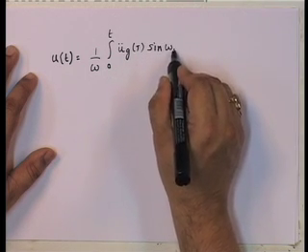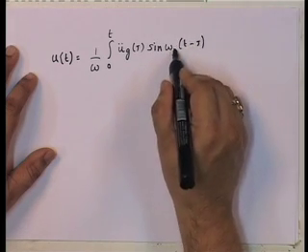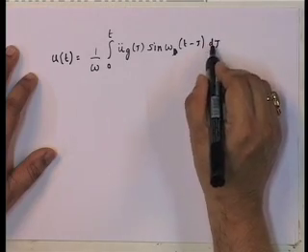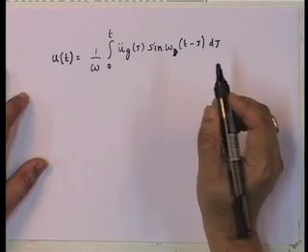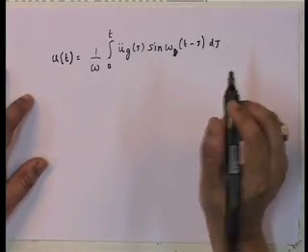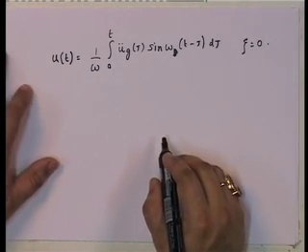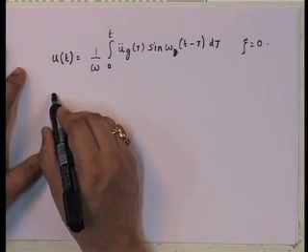sin omega t minus tau, sorry, this omega d becomes omega. This is the undamped system response, where xi is equal to 0. Now let us try to differentiate this with respect to t.